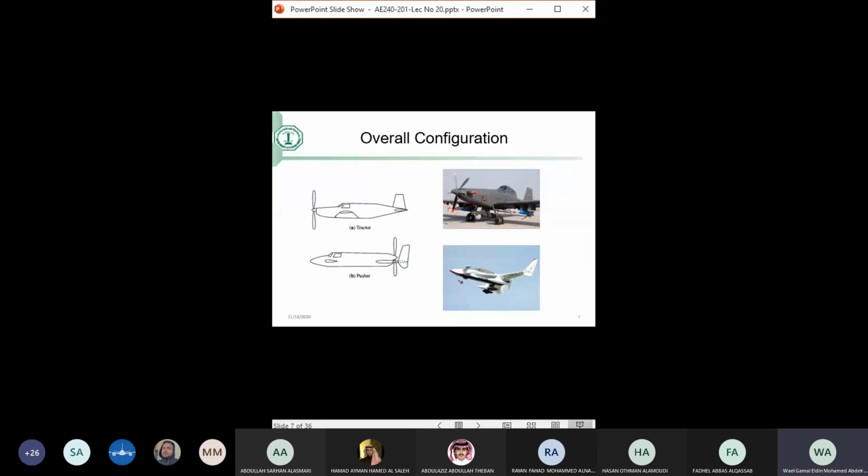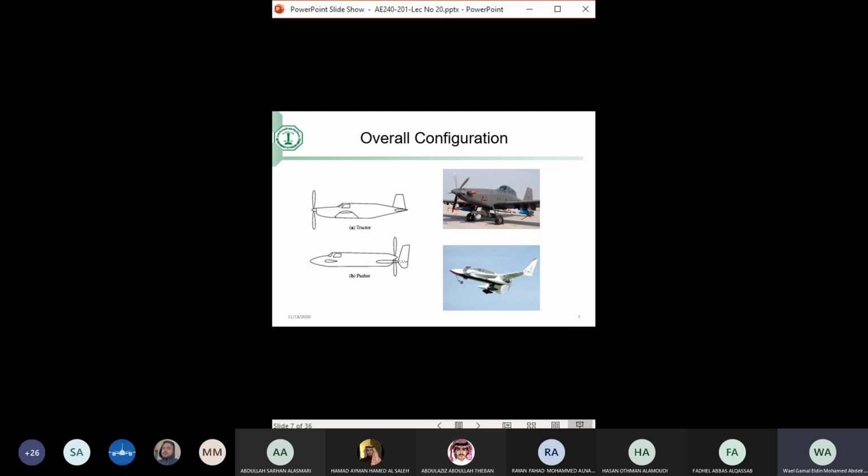Okay, then comes the question, where are you going to place the engine? Are you going to put it in front, making it a tractor configuration, or in the back, making it a pusher configuration? Or maybe underneath the wing if you go for the choice of two engines. Okay. So we can attach them to the wing if you want.